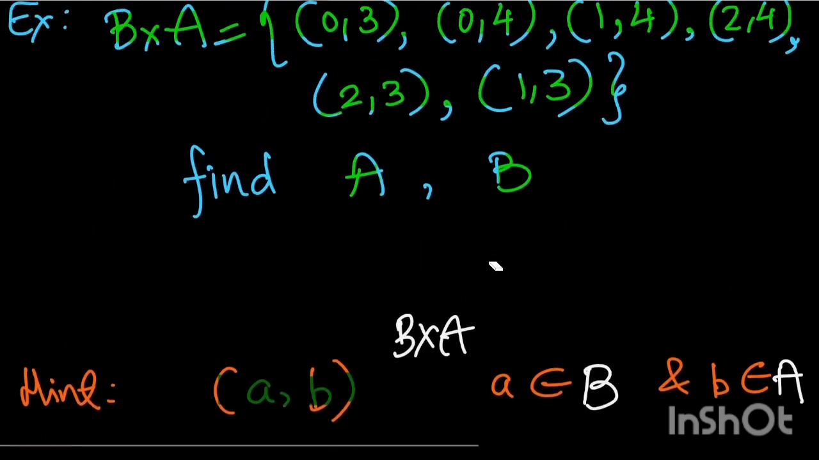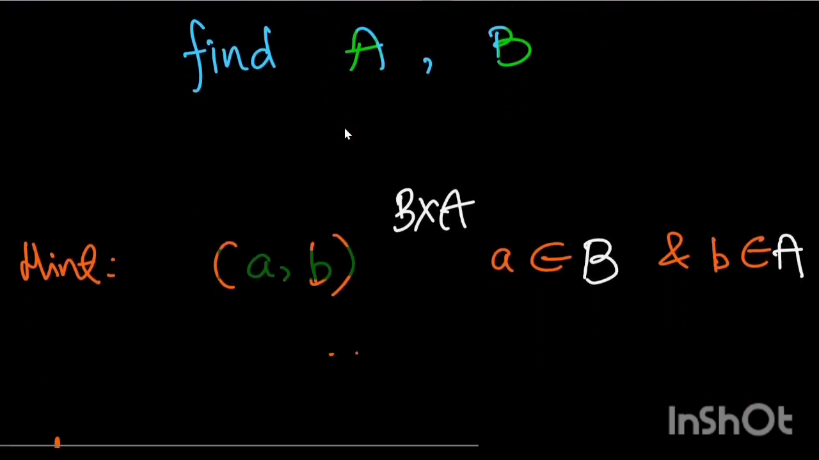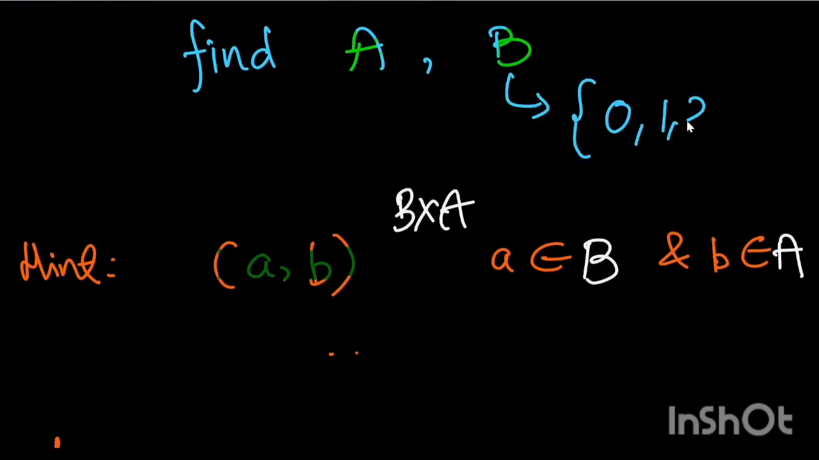So the solution would be, now as you can see here, B cross A is given to us. Now we will take the first element, which is 0, it is written twice, 1 is also written twice, 2 here and here is also written twice. So 0, 1 and 2 are elements of B. So we can directly say that B is {0, 1, 2}.